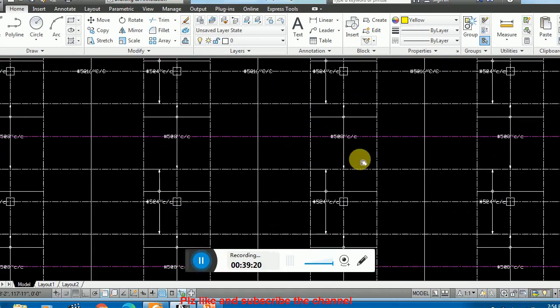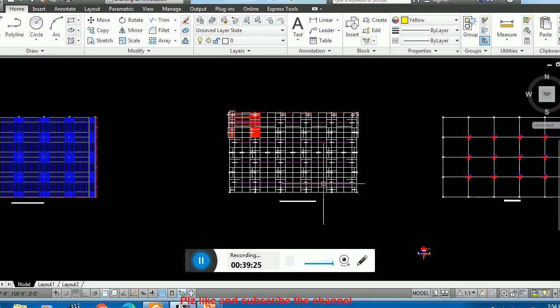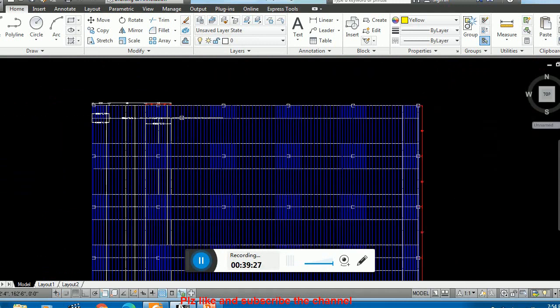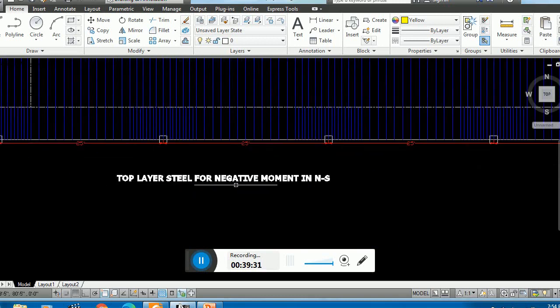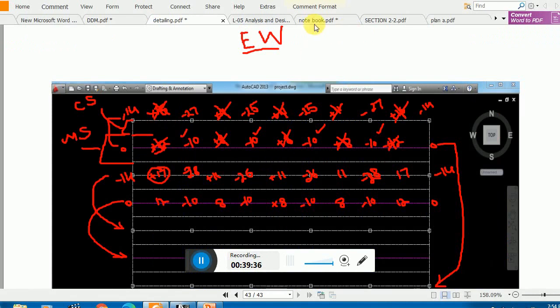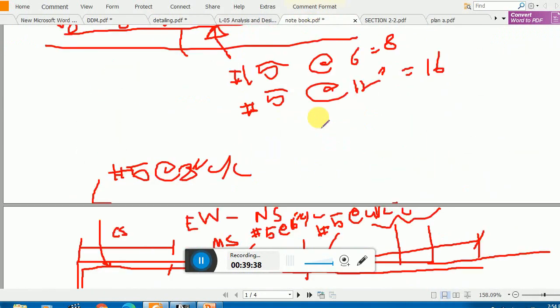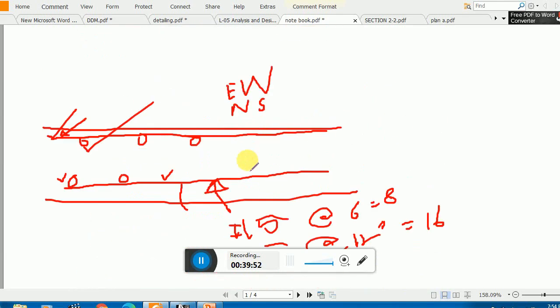Now we are moving toward the north-south direction. Remember the top layer for negative movement in the north-south direction. Remember here, you see, we placed the bars in the east-west direction. Now the cross bars which are provided over this reinforcement will be at how much distance, meaning that we will now be calculating these north-south direction bars.